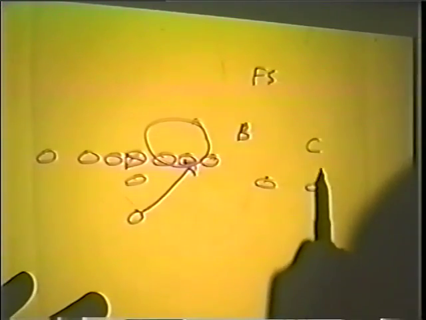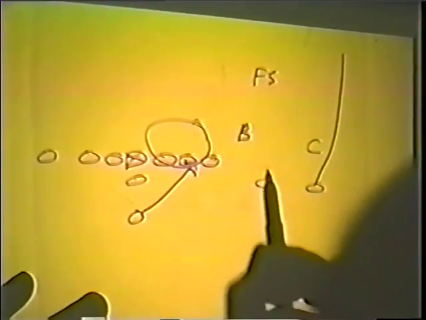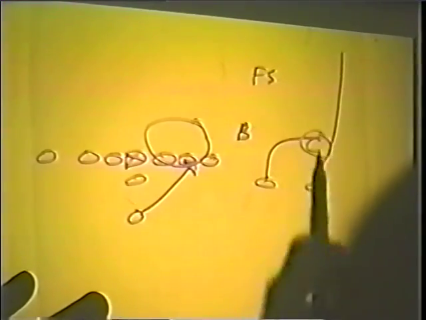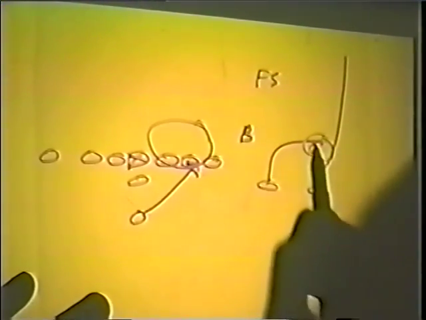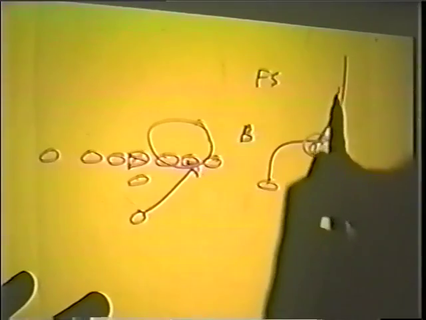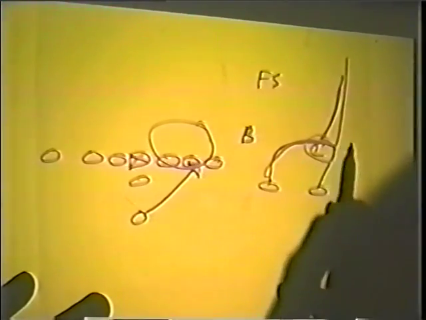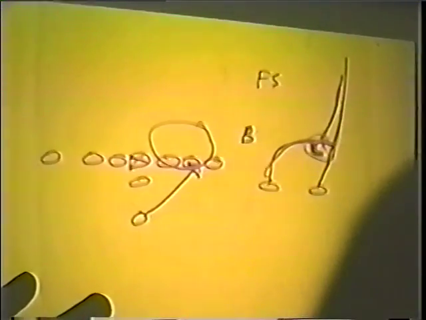Favorite deal against this look is a fade by the outside guy, speed out by the inside guy, and just read the corner. If the corner flips with him and runs with him, you're going to throw the out where he just voided. If the corner squats, you're going to throw the fade. Okay? Second one that I like.